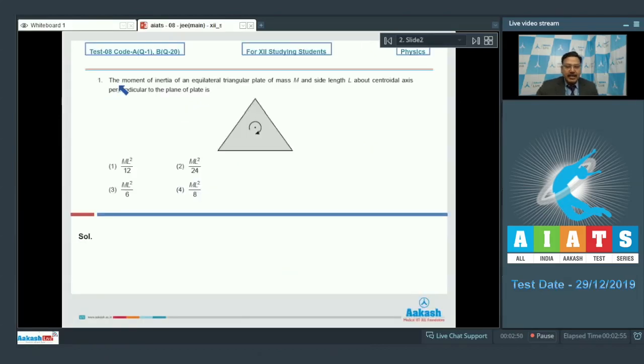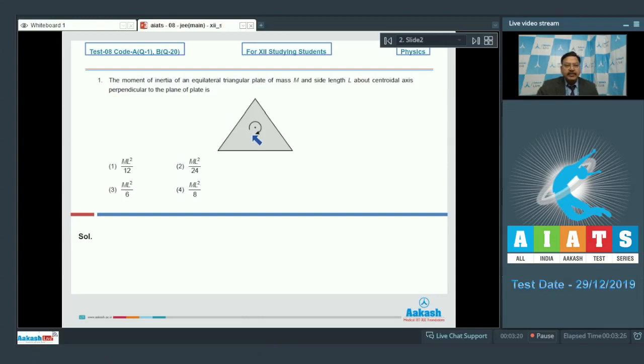Question 1 says the moment of inertia of an equilateral triangular plate of mass m and side length L about the centroidal axis perpendicular to the plane of the plate is. So we have this equilateral triangular plate of mass m and side length L, and we have to find the moment of inertia about the centroidal axis perpendicular to the plane of the plate.